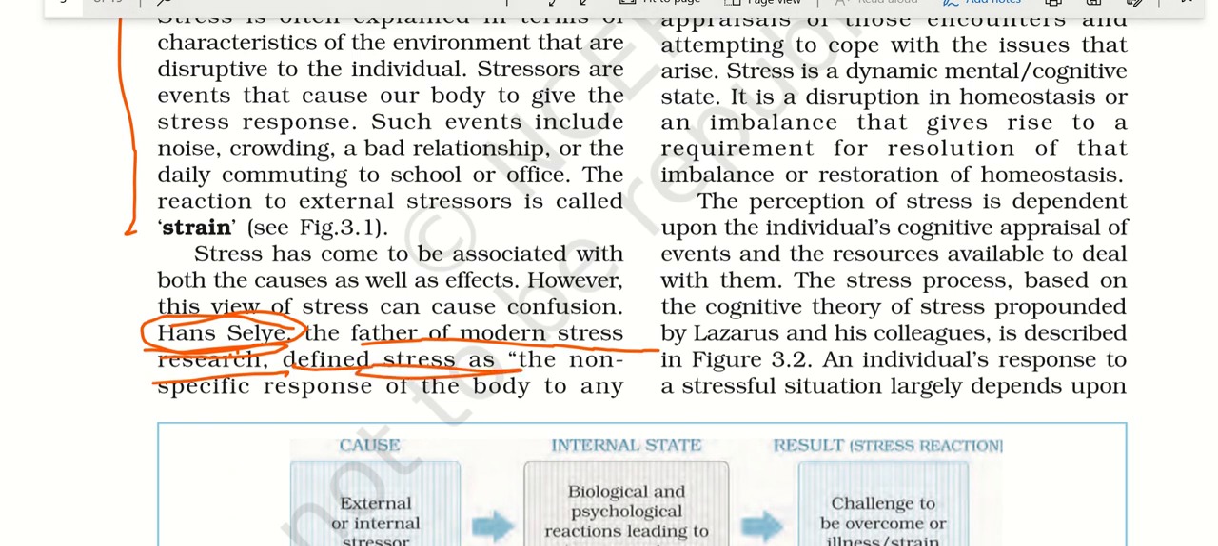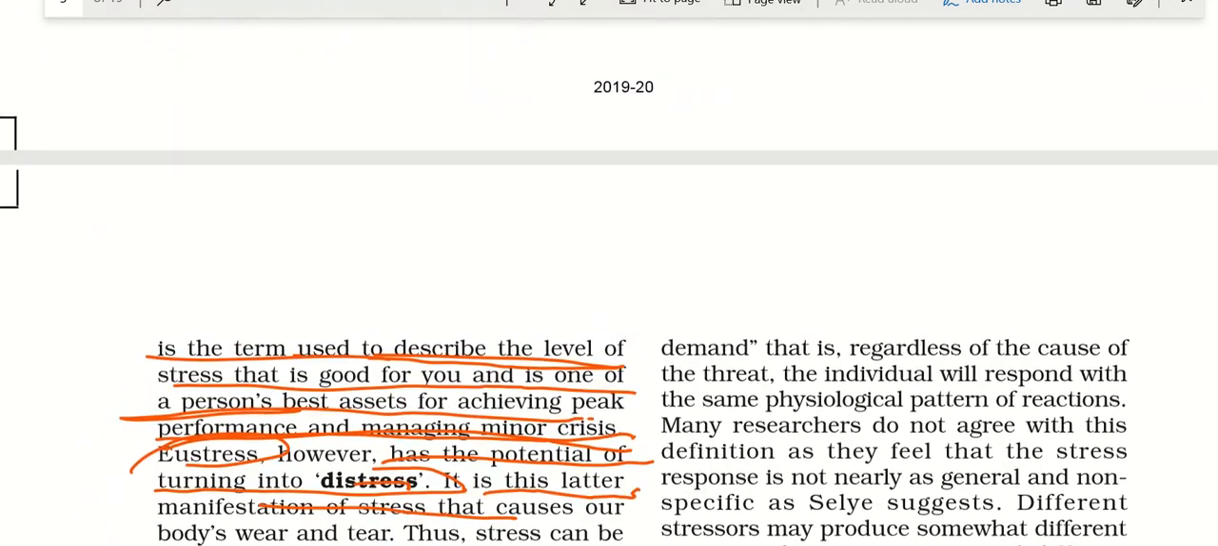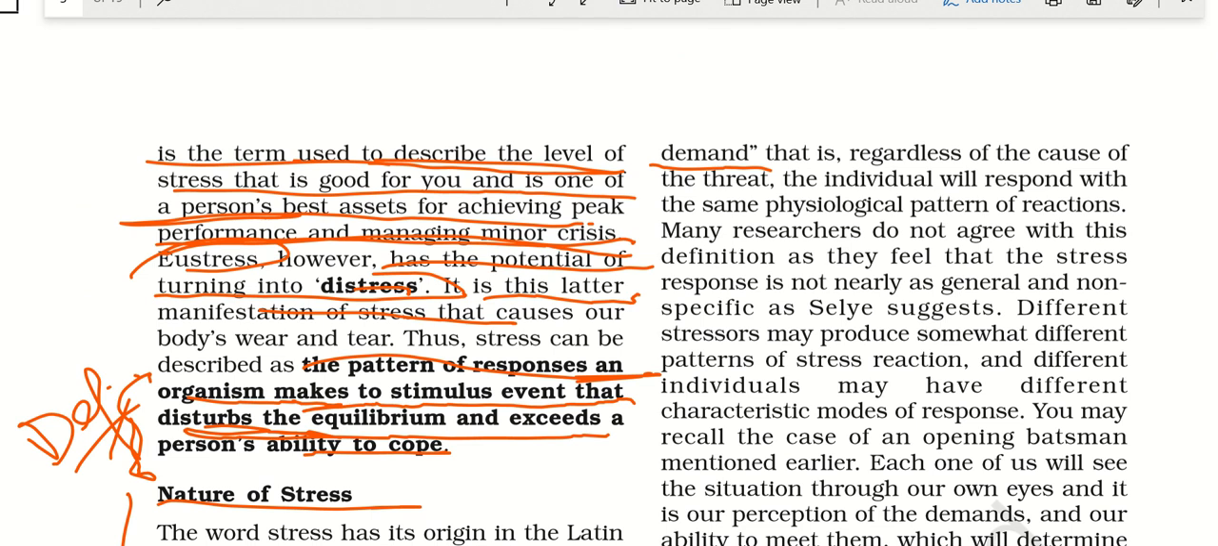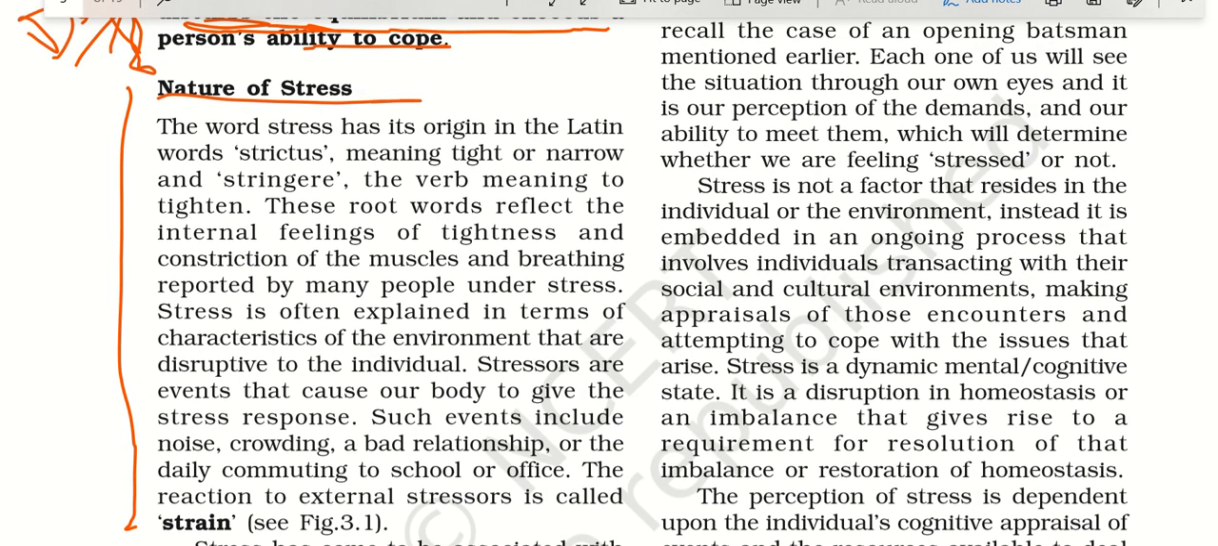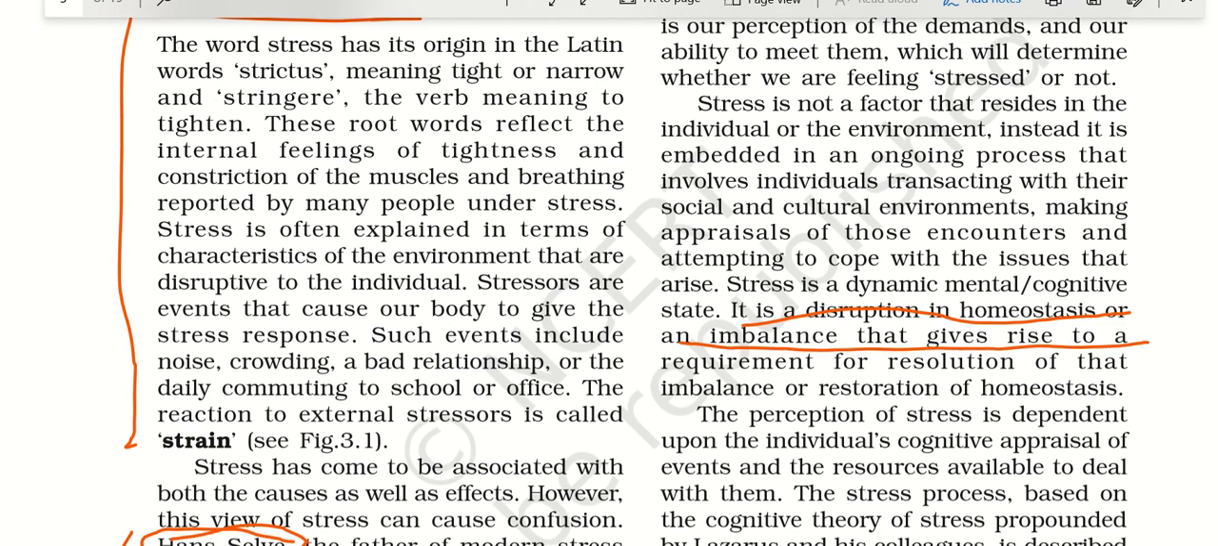He defines stress as the non-specific response of the body to any demands, that is, regardless of the cause of the threat, the individual will respond with the same physiological pattern or reaction. So this was his definition of stress. You can note this down as this is important. Now we'll jump here. It is a disruption in homeostasis or an imbalance that gives rise to a requirement for resolution of that imbalance or restoration of homeostasis.